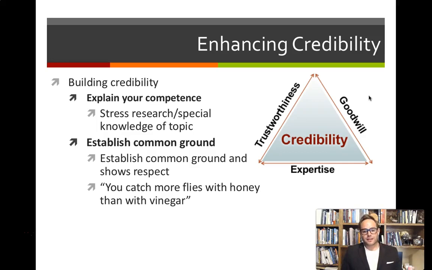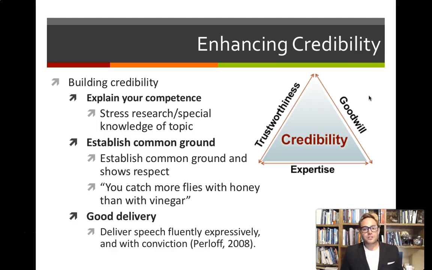So establish that common ground and show respect for your audience. As the saying goes, you catch more flies with honey than with vinegar. You aren't here to completely destroy your audience. You want to build a relationship with them so that you can invite them into your side of the argument, or invite them to see things from your point of view.